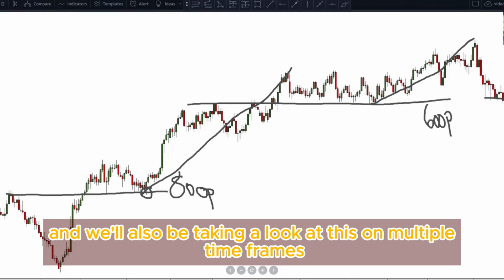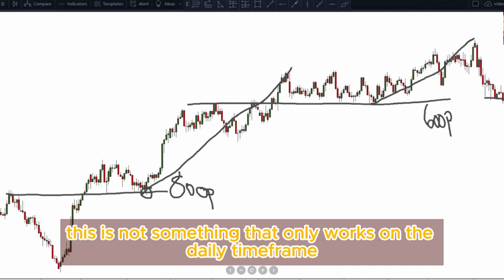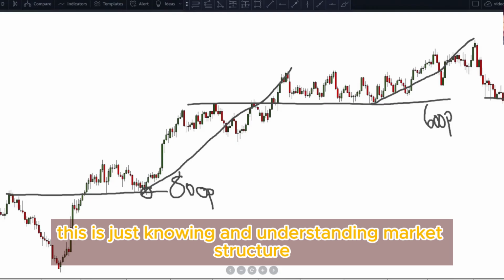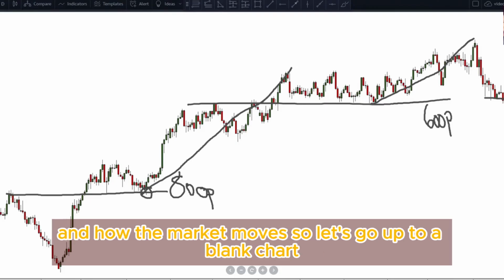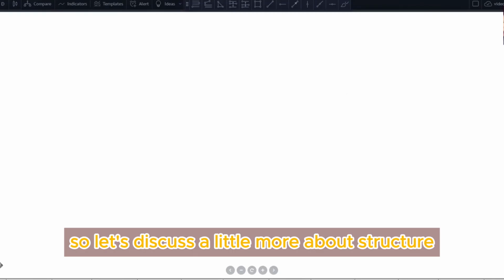We'll also be taking a look at this on multiple time frames and multiple different pairs. This is not something that only works on the daily time frame, and it's definitely not something that only works on a specific pair. This is just knowing and understanding market structure and how the market moves. So let's go up to a blank chart and discuss a little more about structure.